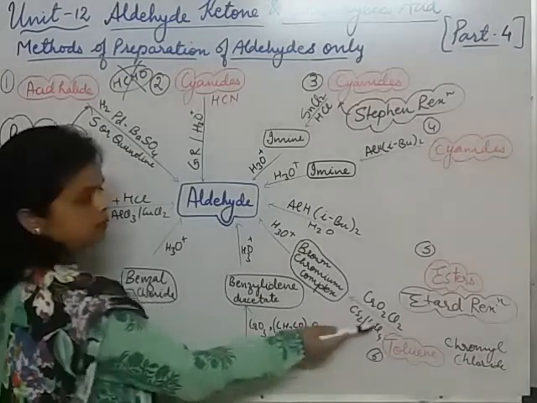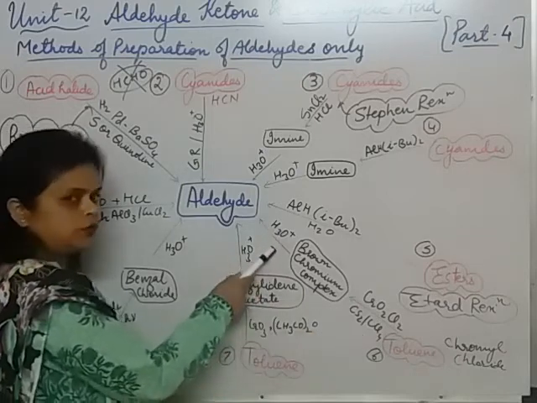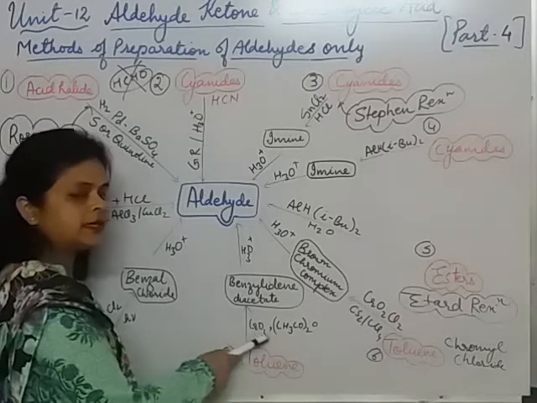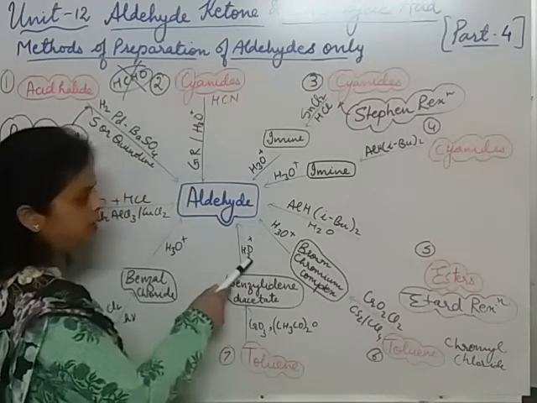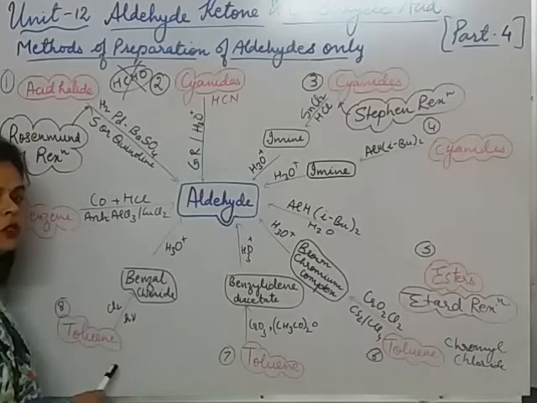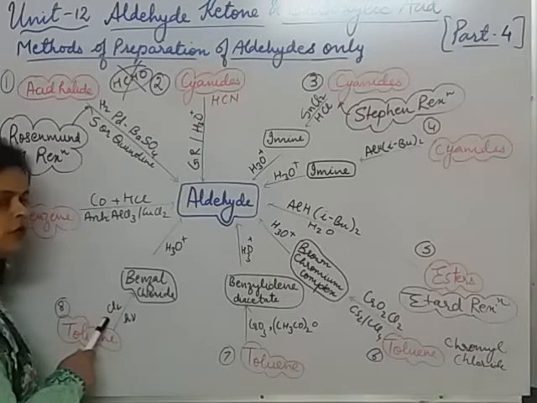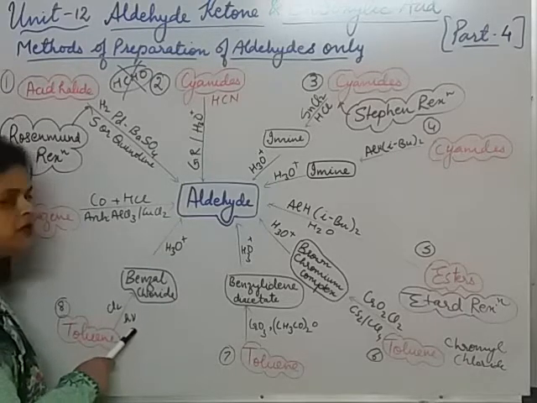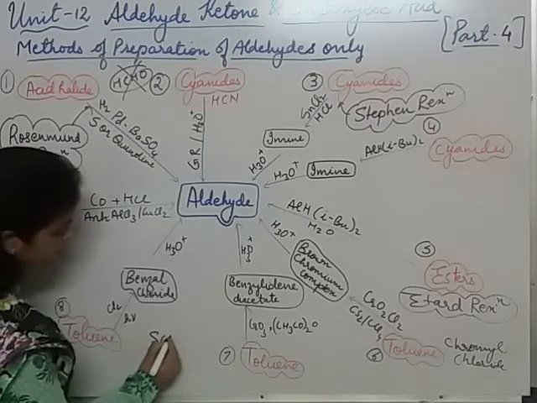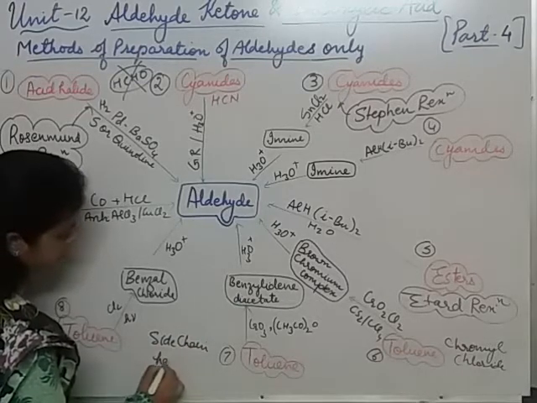So toluene either by chromyl chloride in presence of non-polar solvent CS2 or CCl4 followed by hydrolysis, or toluene in presence of chromic oxide along with acetic anhydride followed by hydrolysis, can be converted into aldehyde. The next method by which toluene can be converted into aldehyde is by chlorination. If you are doing halogenation in presence of ultraviolet rays, side chain halogenation takes place. So I will write here side chain halogenation.